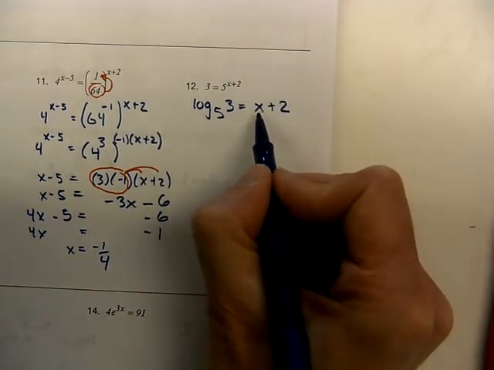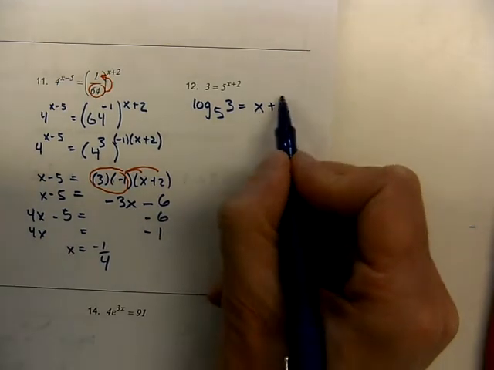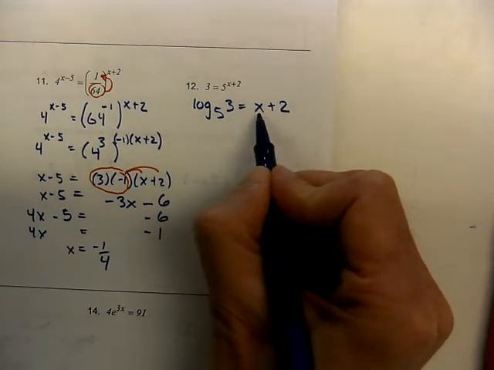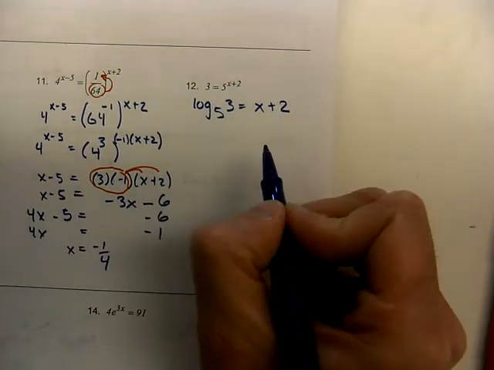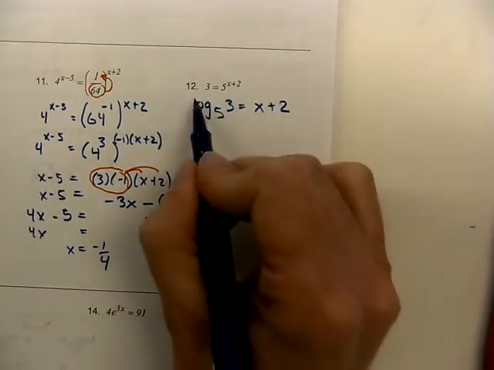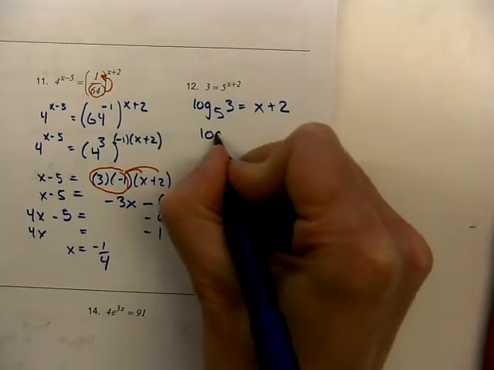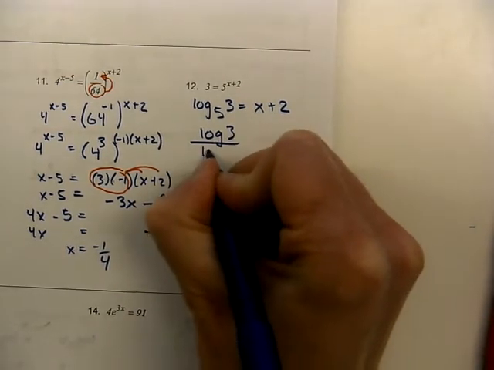So you'll notice that our x isn't quite isolated. We'll have to subtract 2 at some point to get x by itself. But at least it's on our main line of text. It is not stuck up here in the exponent. So how do we know what log base 5 of 3 is? And that's when we bring in our change of base.